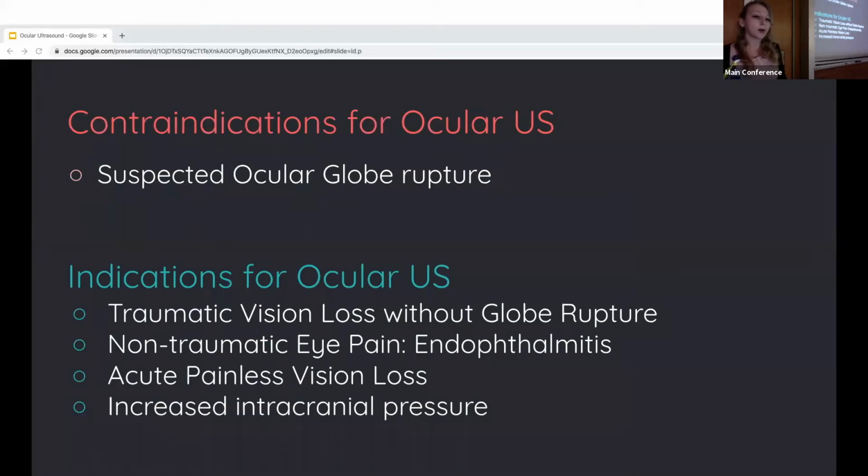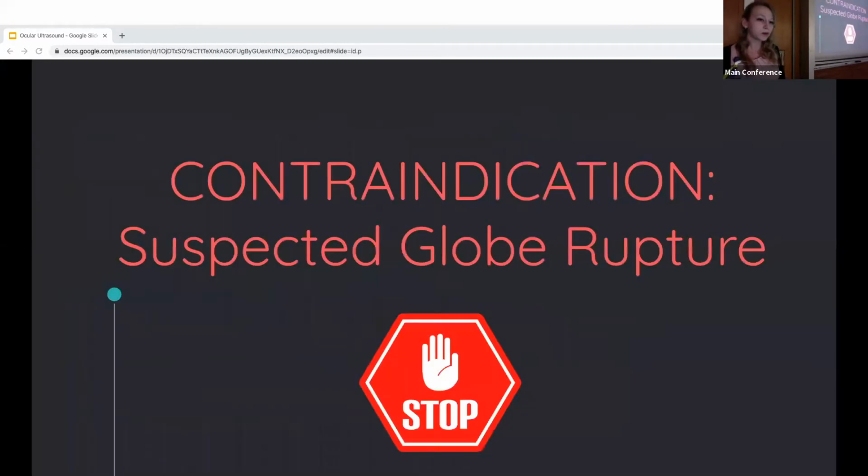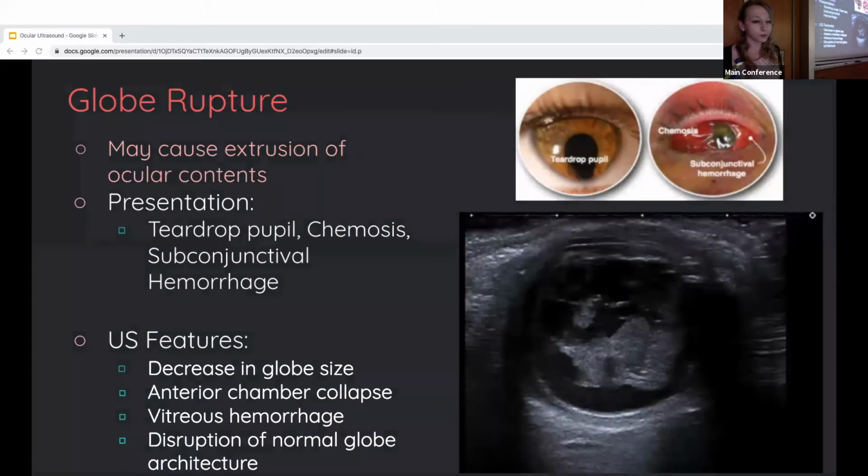So contraindications for ocular ultrasound are if you suspect a globe rupture. And indications are traumatic vision loss without globe rupture, non-traumatic eye pain, which is mostly endophthalmitis, acute painless vision loss, and increased intracranial pressure. So again, if you suspect globe rupture, stop, do not proceed with the ultrasound. However, if you don't recognize globe rupture and you happen to do the ultrasound.